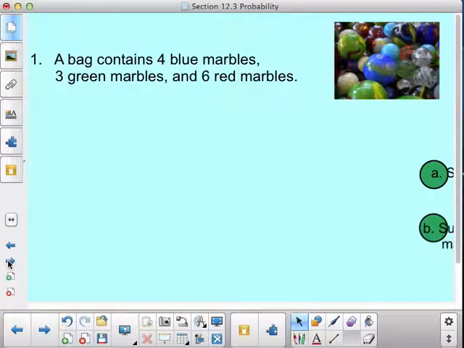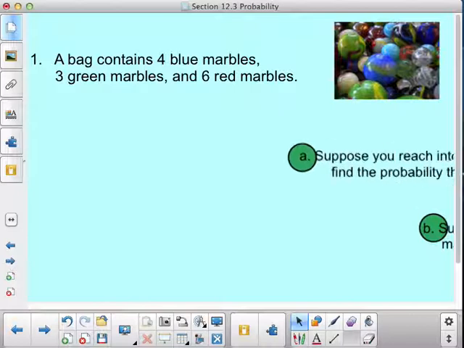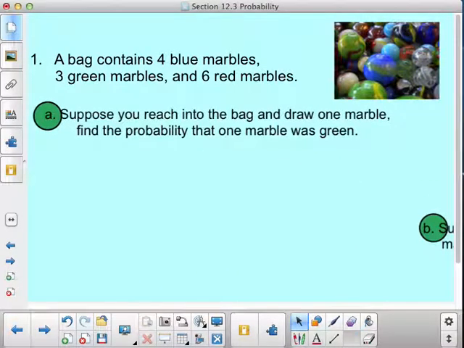So example 1: a bag contains 4 blue marbles, 3 green marbles, and 6 red marbles. Problem A says, suppose you reach into the bag and draw 1 marble. Find the probability that the marble was green. Okay, so we want it to be green.